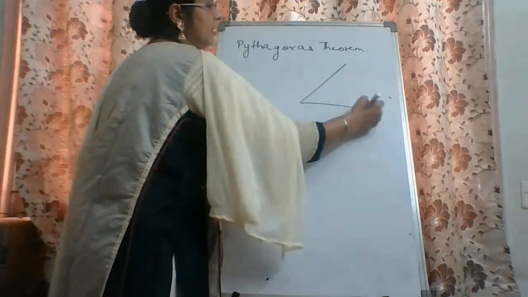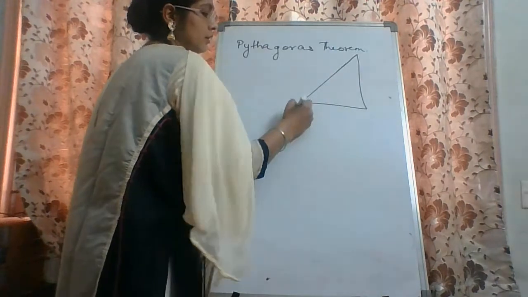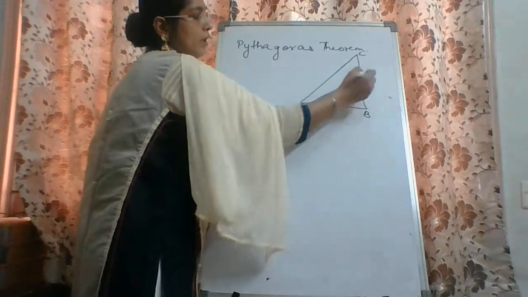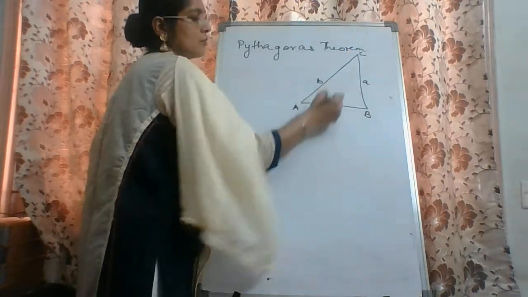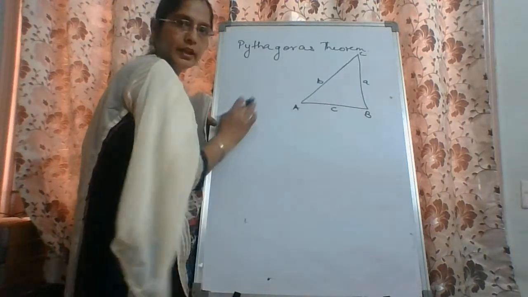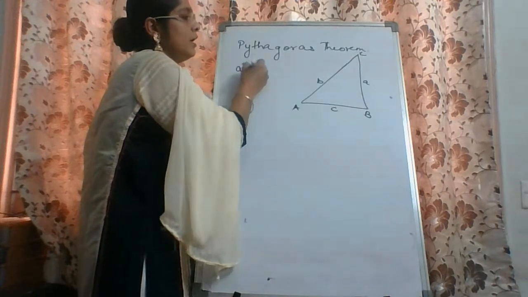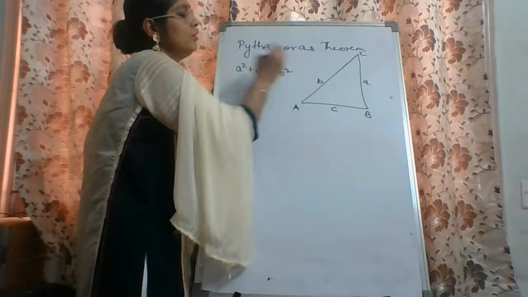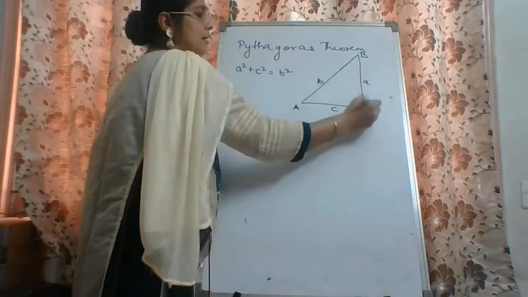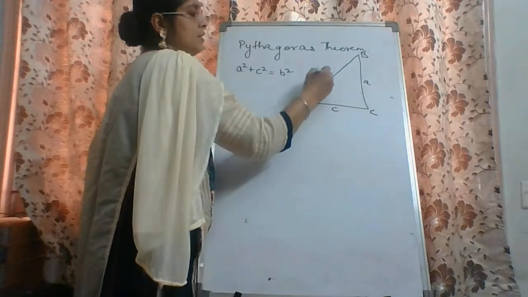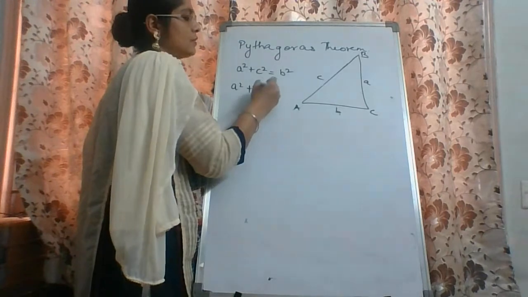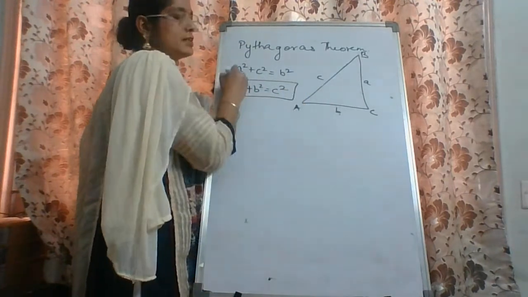If this is a triangle ABC, here the side opposite to A is called small a, this is called small b and this is called small c. Now here in this triangle, a square plus c square is equal to b square. If suppose it is named like this, with sides a, b and c, then a square plus b square equal to c square.